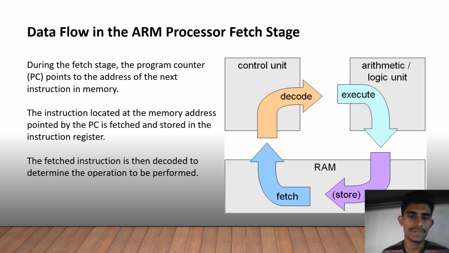Here the register is for storing purposes, temporarily storing the data. The fetched instruction is then decoded to determine the operation to be performed. Here we find the control unit. This is decoded, and the arithmetic and logical operations are going to be done in the arithmetic logic unit and executed. Then it will be stored in the RAM. The RAM can store it, and then it will be fetched to the control unit for the decoding purpose. Then the processor will continue.